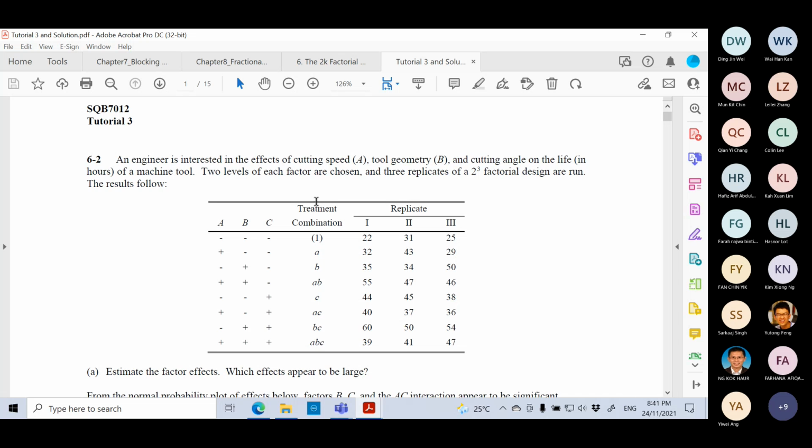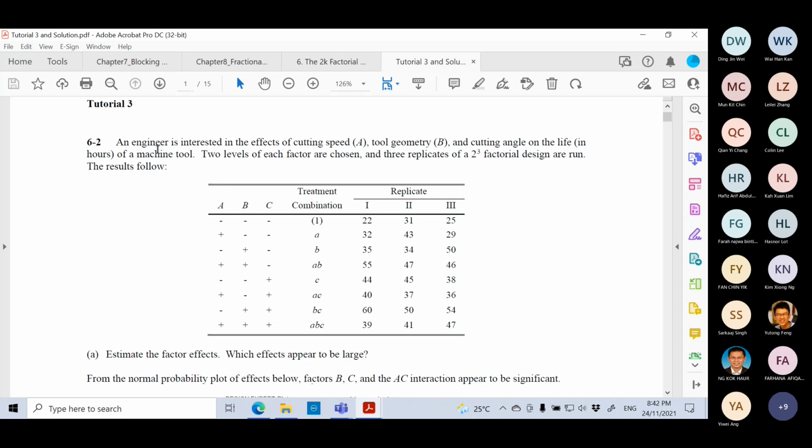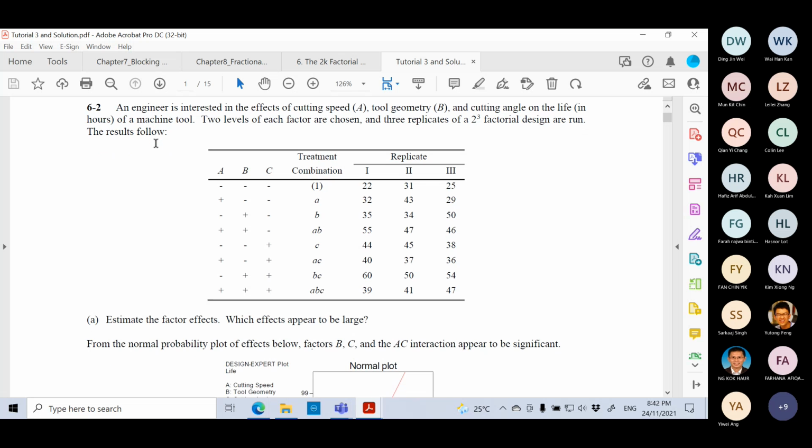Okay, in this tutorial I give you quite a number of questions, but the skill will be just a repeated skill. In the 2 power of k design, you try to identify the important factors. Basically the whole tutorial question will be repeated. In tutorial 3, you have 6.2. The following one will be 6.2. After that, you have 6.5 and so on.